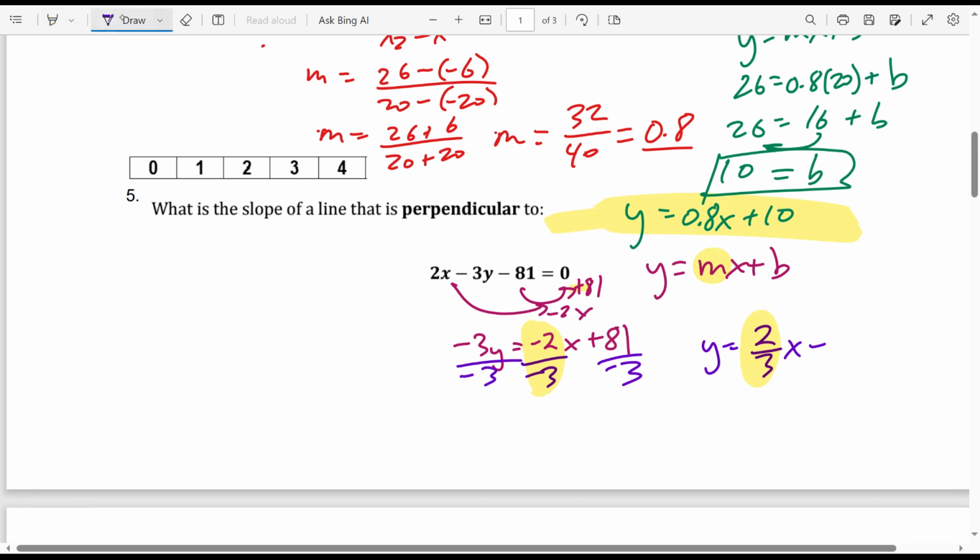Is it negative? Yep. Well, the 2/3 or the 27? 2/3. Well, that's a good question. When I brought the 2x over, I would have subtracted 2x, so it was negative. This is a negative 3y, so when I have a negative divided by a negative, that lands me with the positive value.